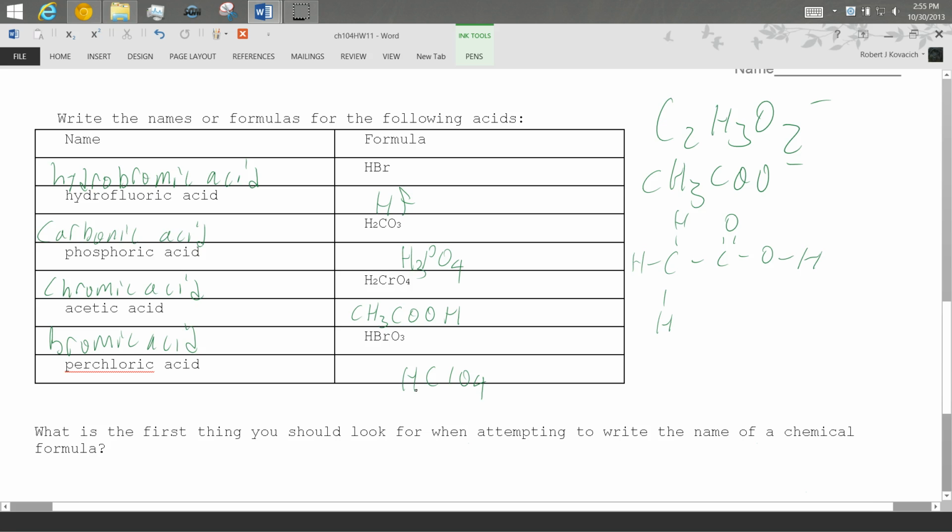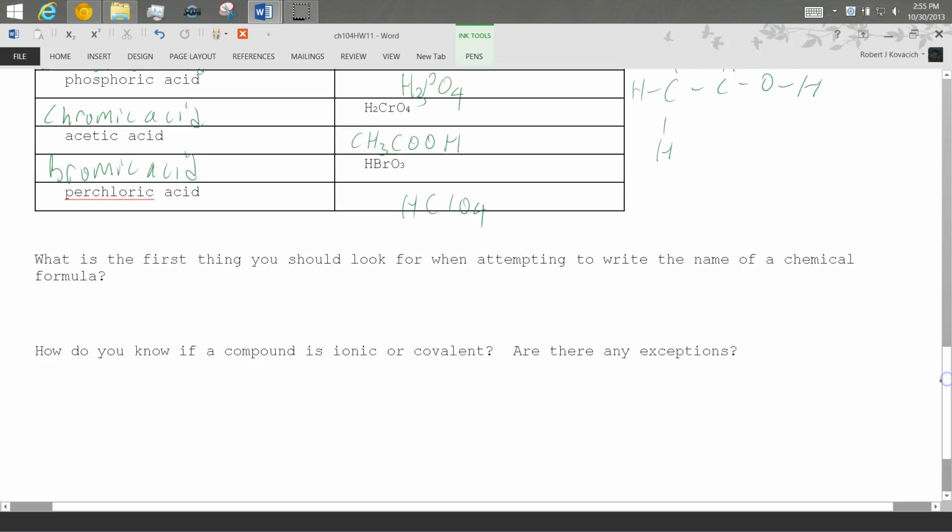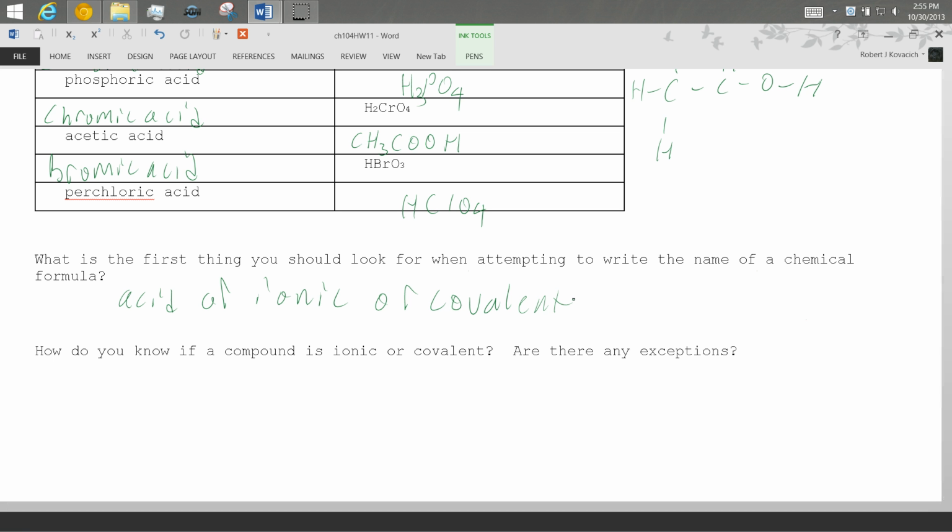What's the first thing you're looking for when you're attempting to name a chemical formula? Whether it has a hydrogen. So, acid or ionic or covalent. You cannot name the formula until you recognize: am I looking at an acid, am I looking at an ionic compound, or am I looking at a covalent compound?